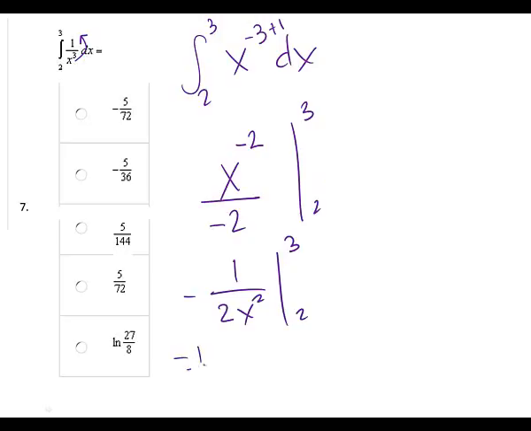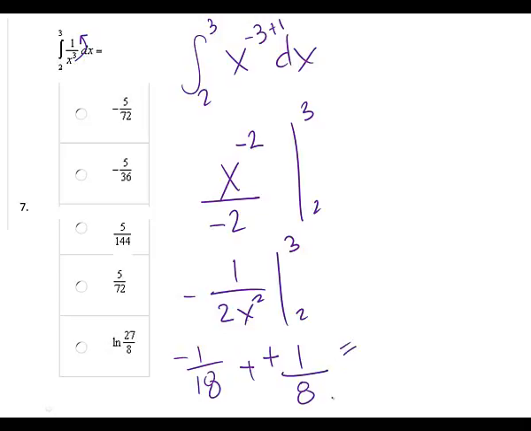All right, so -1, what is 3 squared? 9 times 2 is 18. And then I'm going to subtract negative. What's 2 squared? Times 2, 8.